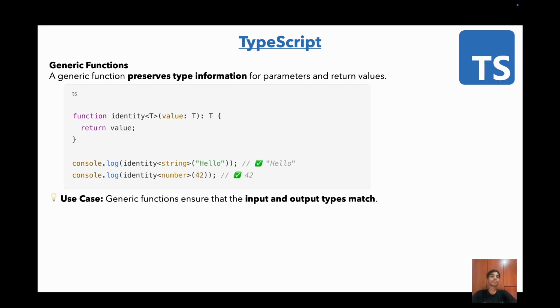A generic function preserves type information for parameters and return values. So over here, we have a function called identity and a placeholder value called T. This T over here is called a placeholder type. Then we are setting the value as T, and then the return type as T, because we are returning the value that has the type T, so it should always be a return of type T.